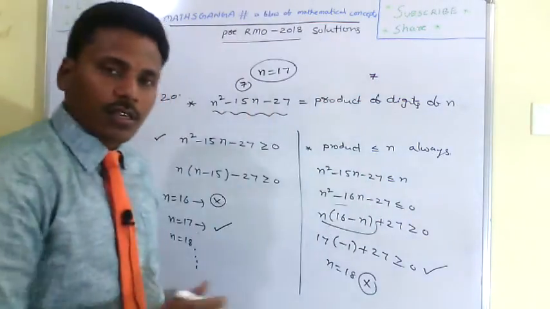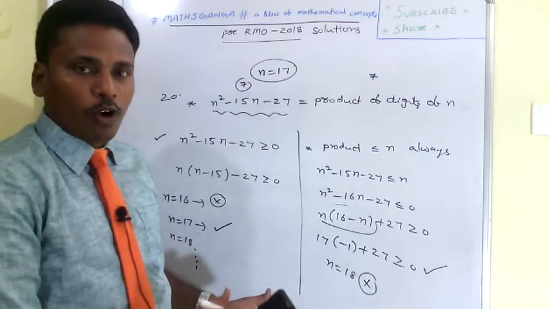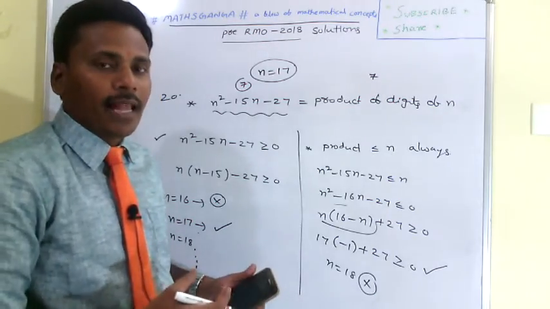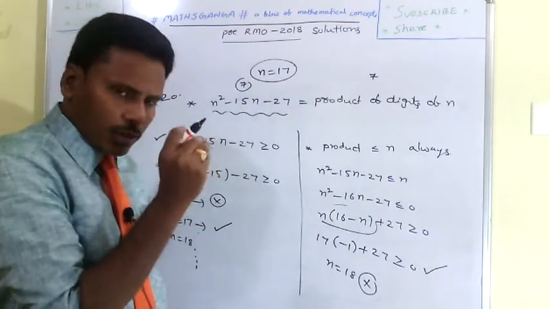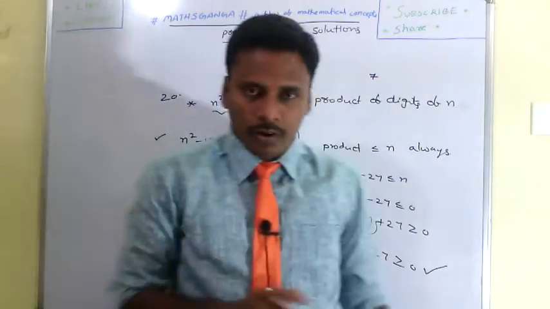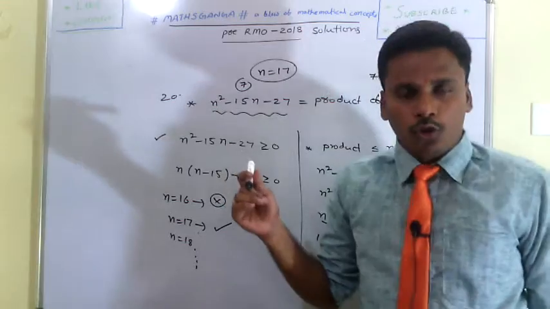So this is one of the tricky problems of RMO 2018, problem number 3. For this problem we need passion towards solving it, and somewhat logical ideas, and then the way of procedure to solve the problem. So these are the 4 questions from RMO 2018.